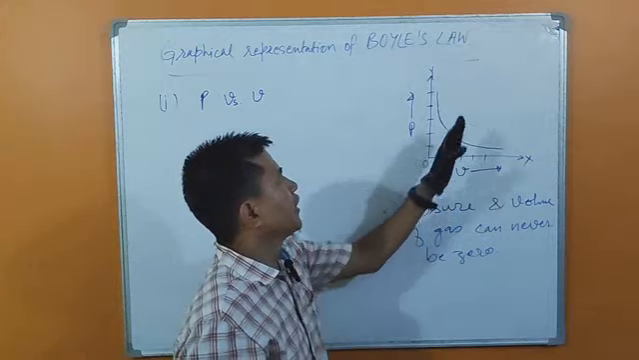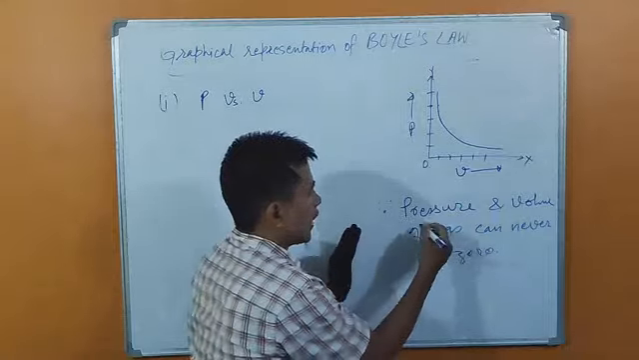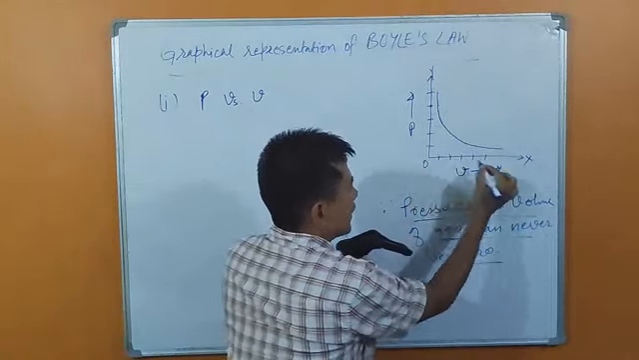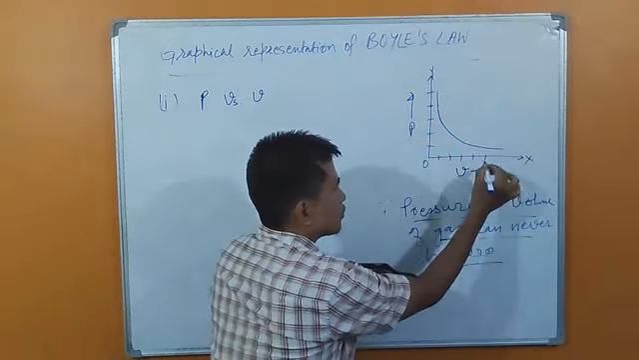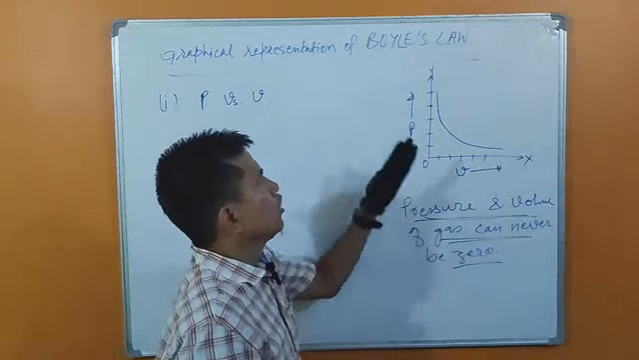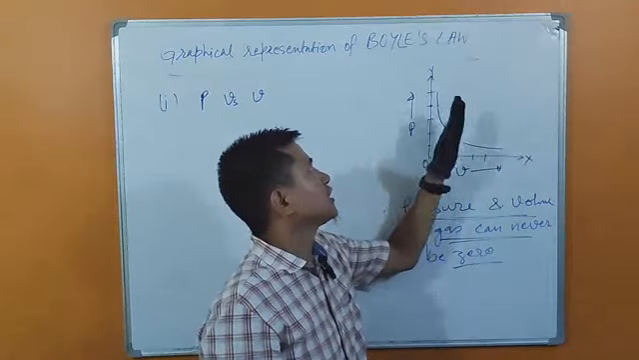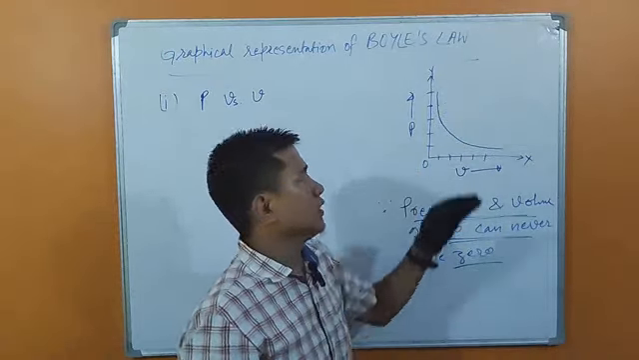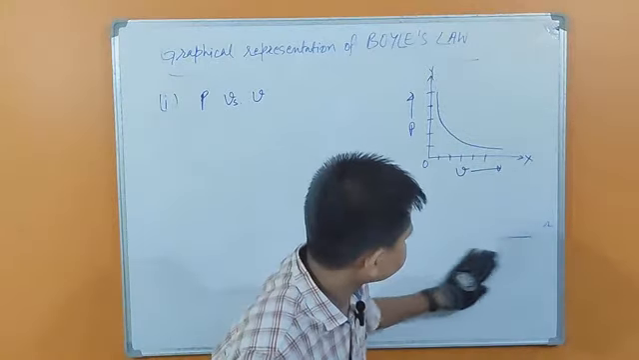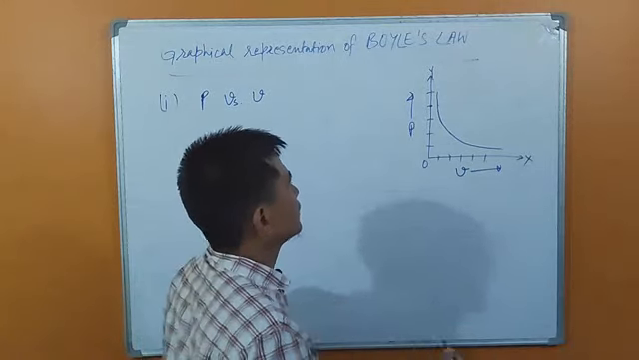I'm repeating it again. If this curve touches the y-axis, it means the volume of the gas can be 0, but I wrote here that the volume of the gas can never be 0. If this curve touches the x-axis, then the pressure of the gas becomes 0, but the pressure of the gas can never be 0. So this curve should neither touch the y-axis nor the x-axis. This curve would somewhat look like this. Now let us see how the values of P versus V change.